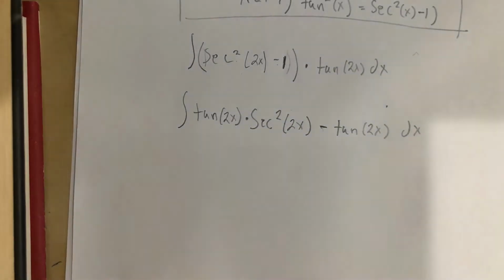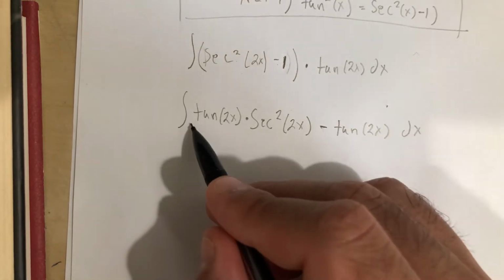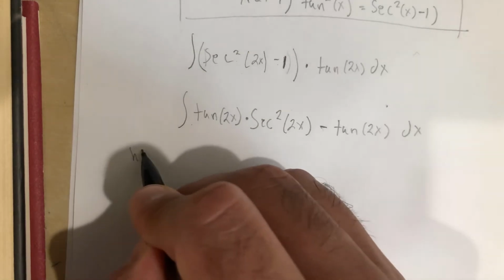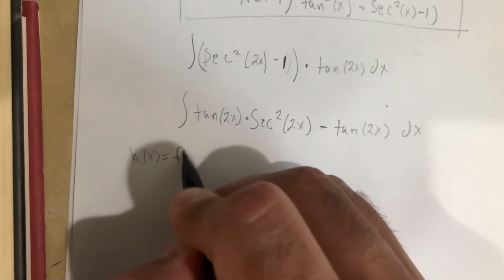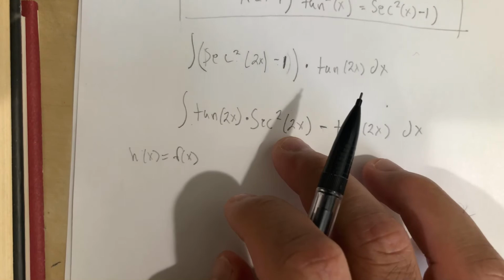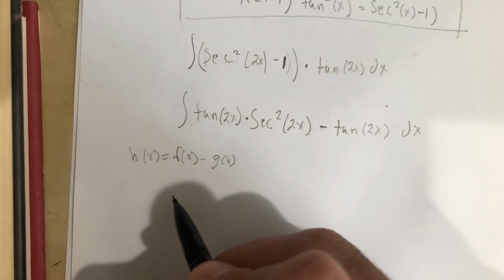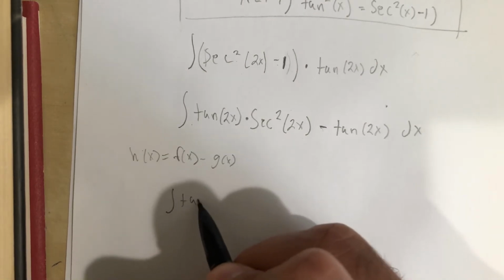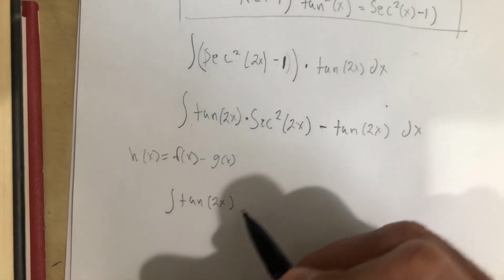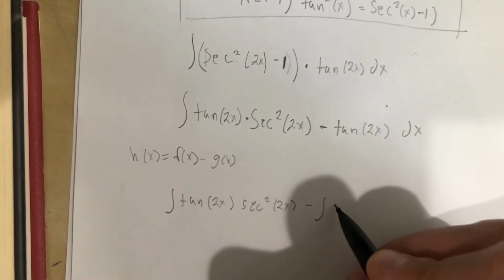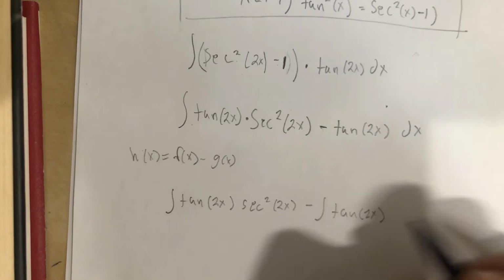Okay, so from here, we can distribute this indefinite integral over the subtraction. So now we have h of x is equal to f of x, which is going to be our first problem, minus g of x, which is going to be our tangent. So this is going to be the integral of tangent 2x secant squared 2x minus the indefinite integral of tangent 2x.